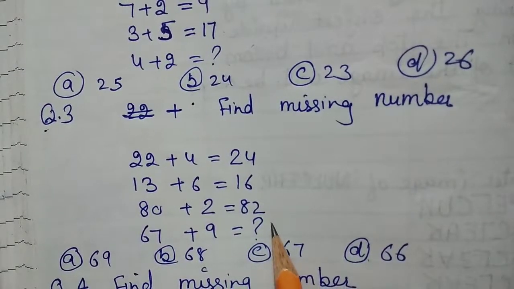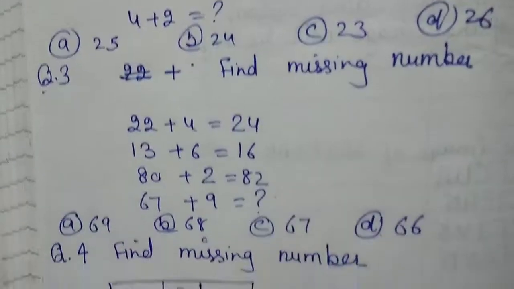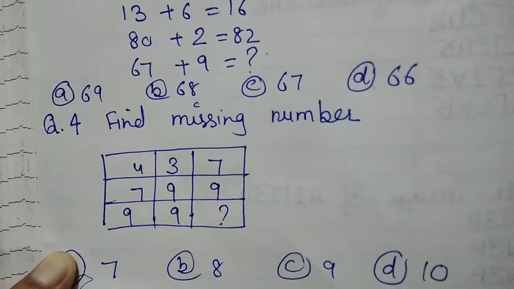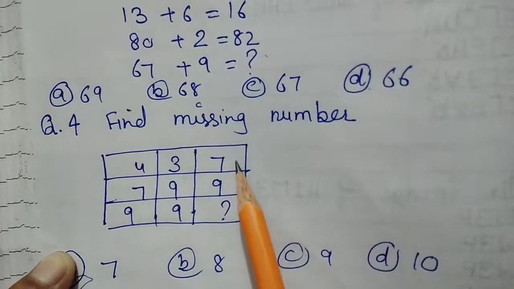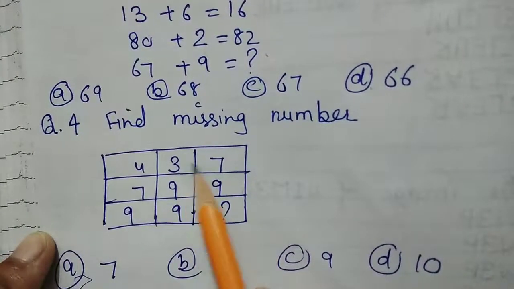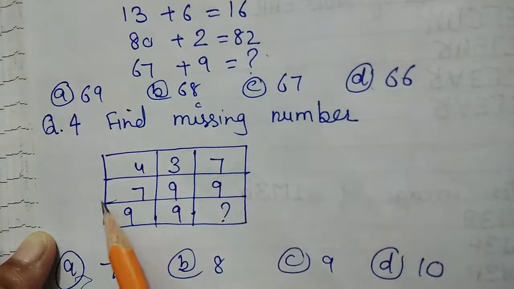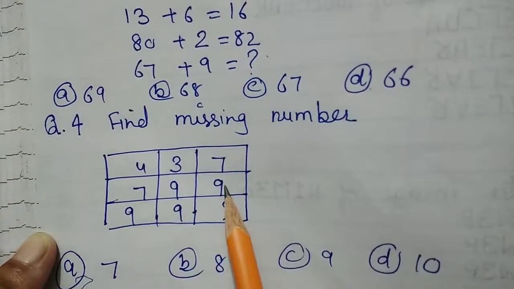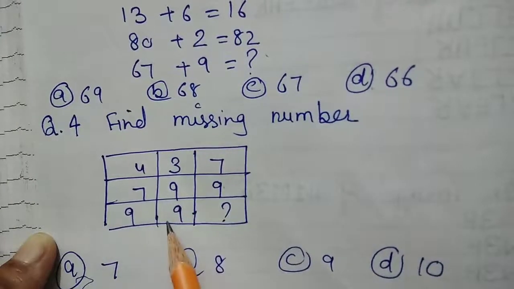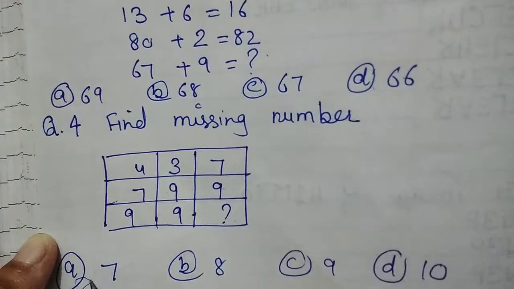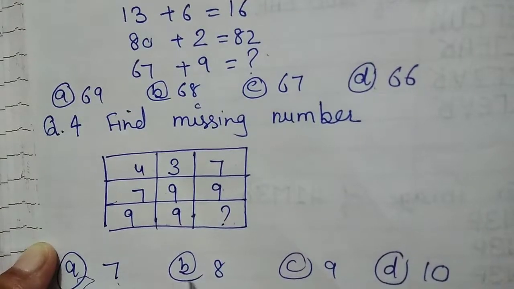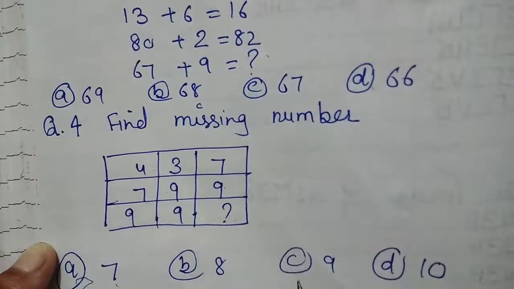Now move to the fourth question. In the fourth question, a table is given to you and the values given to you are 4, 3, 7, 7, 9, 9, and the third value you have to find out, and the options given to you are 7, 8, 9 and 10.